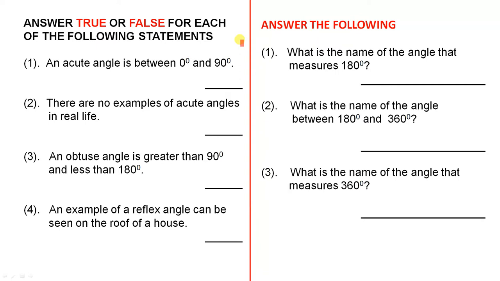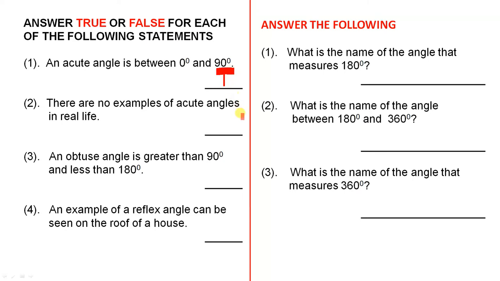Answer true or false for each of the following statements. Number 1. An acute angle is between 0 degrees and 90 degrees. I'll give you 3 or 4 seconds for each of these before we write down the answer. Is that true or false? That is true.